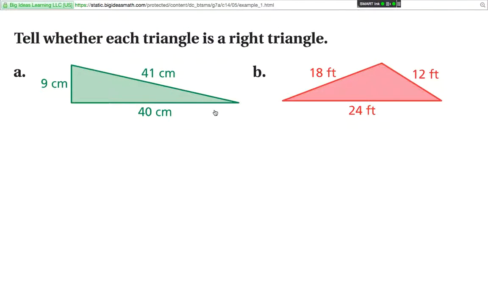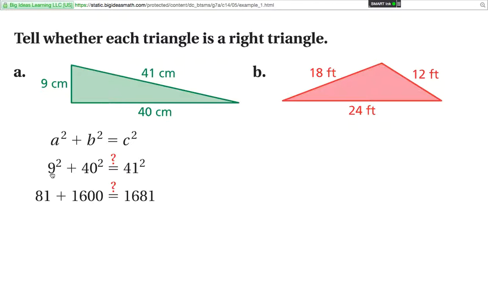Tell whether each triangle is a right triangle. We don't know, but we can use the Pythagorean theorem to figure it out. So write your formula: a squared plus b squared equals c squared. Your two legs are 9 and 40 because the longest side is always going to be your hypotenuse, your c. Plug them in, then simplify and solve. You're trying to figure out, are they equal? Because if they're equal, then you know it's a right triangle. 81 plus 1600, does it work out? Yes, then you can say for sure it is a right triangle.